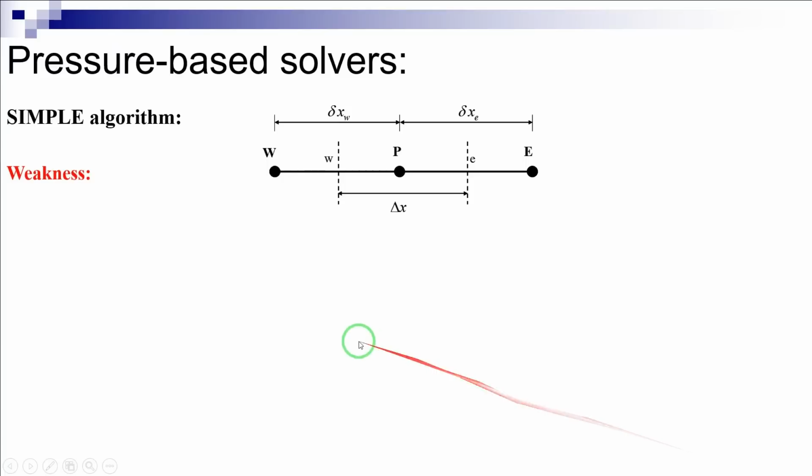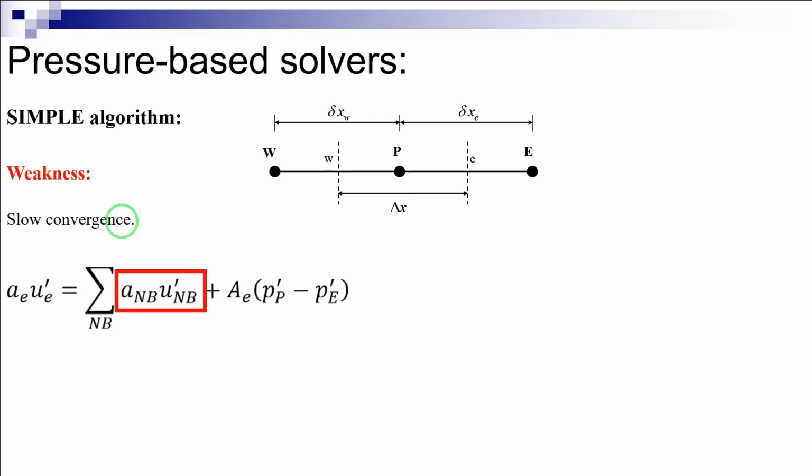Weakness of the SIMPLE algorithm. The main weakness in using the SIMPLE algorithm is the slow convergence of this method. The reason for this is the approximate nature of the pressure correction equation. As you may remember, to obtain this equation, the influence of the neighboring cells is neglected. As a result, the values of the corrected pressure obtained in this way become very large, and there is a need to reduce the rate of change of these values.